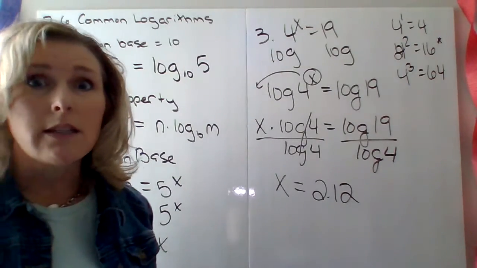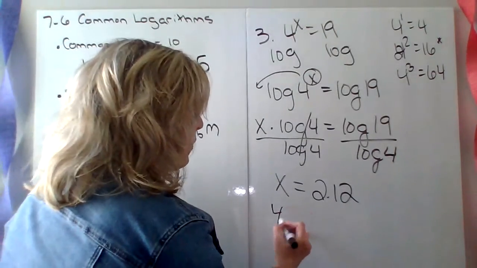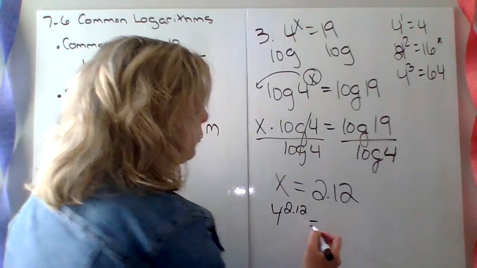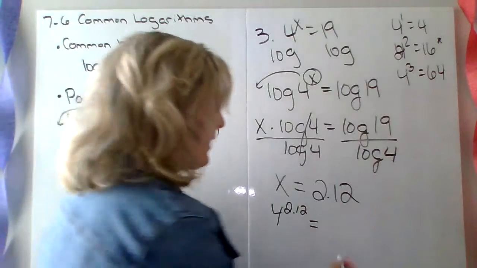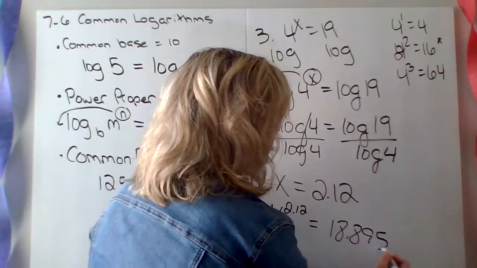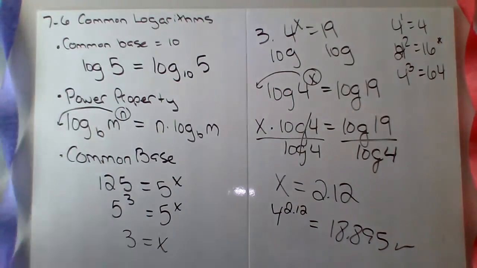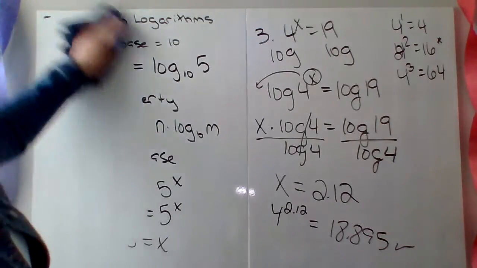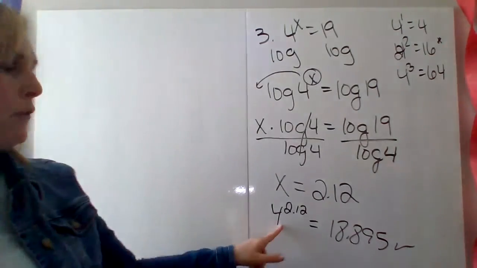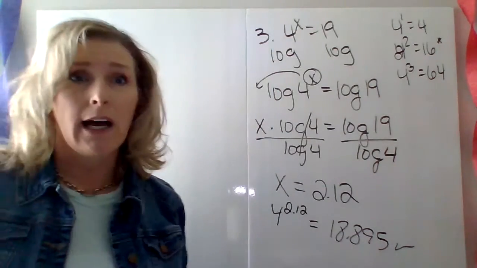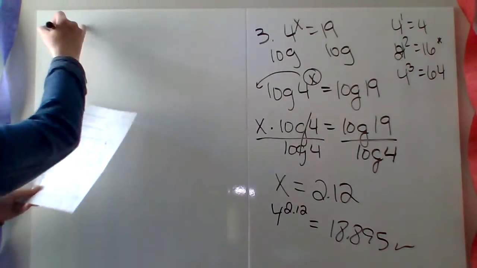So how do you check and see if you did it correctly or not? Plug it back in. So I have 4 to the 2.12. I punched that into my calculator and I got 18.895. So that's how I know that I got a good answer. If you had not closed the parentheses, then I think that was about 1.5 or so. And if you would have checked your answer, you would have realized that it was wrong and you would have tried something else. Let's do another one.